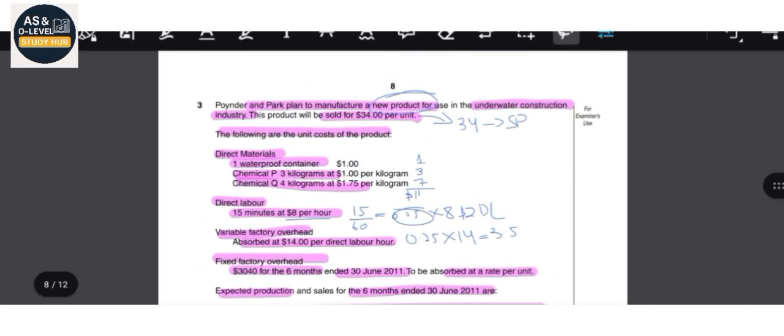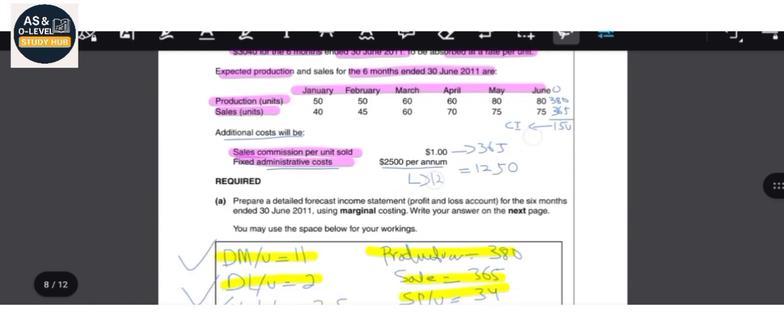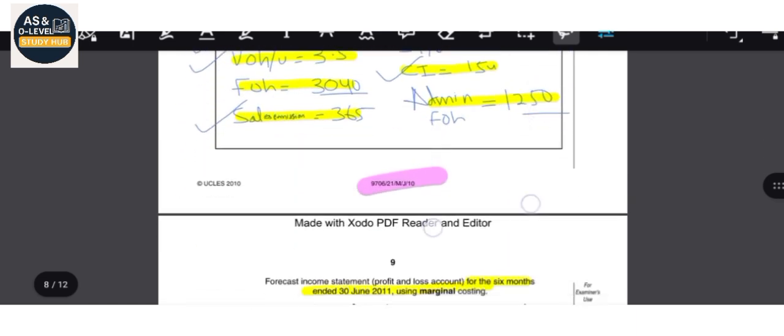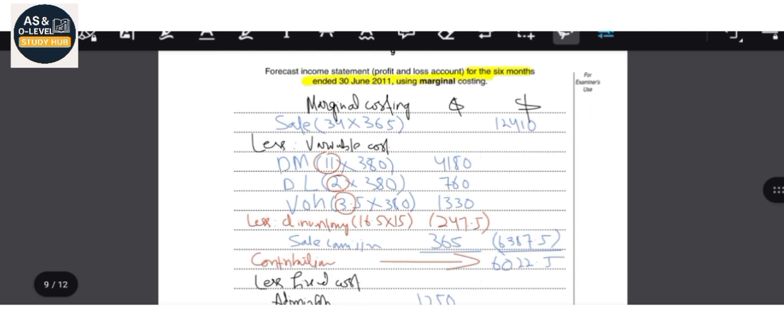In today's lecture, we will do part B and C of question 3 that we did last day. Part B and part C are related to absorption costing and the reconciliation of profit statements. First, let me tell you what we did in the last class: we made the marginal costing profit statement. It is in front of you.